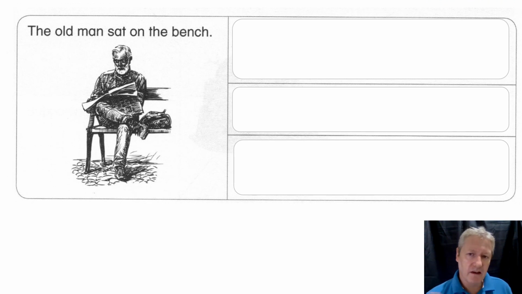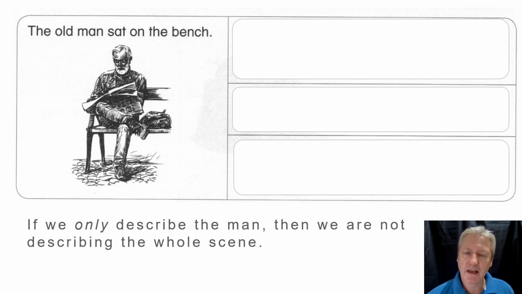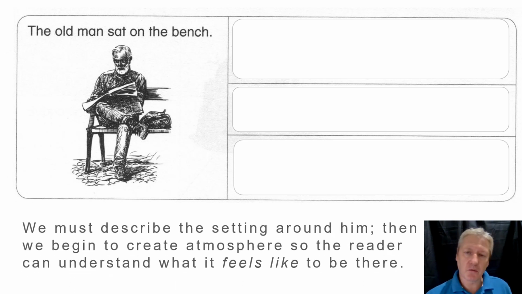So, let's have a little practice with this. We've got a simple sentence. The old man sat on the bench. Okay, there's a bench, there's a man, he's old, he's sitting on it, but there's no atmosphere. So we need to describe it with more detail. But if we only describe the man himself, then we're not really describing the whole scene. What we must do is describe the things around him.